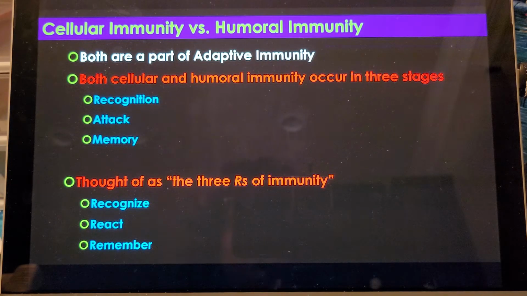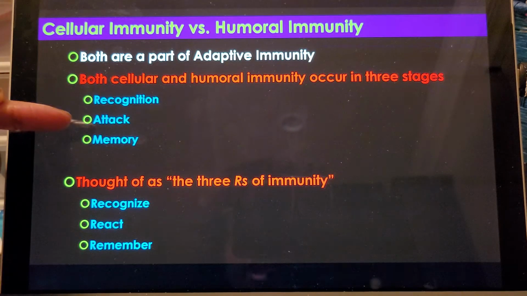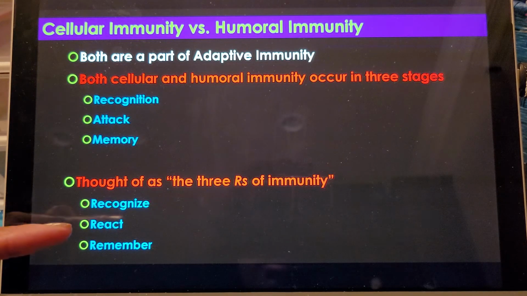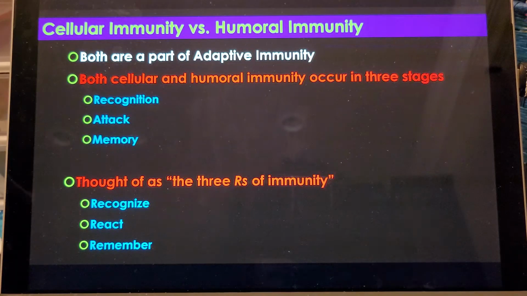So both cellular immunity and humoral immunity can be found in adaptive immunity. In both of them, the immunity occurs in 3 stages: recognition, attack, and memory. Also thought of as the 3 R's of immunity: recognize, react, and remember.